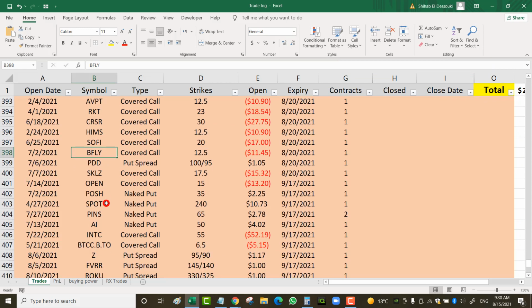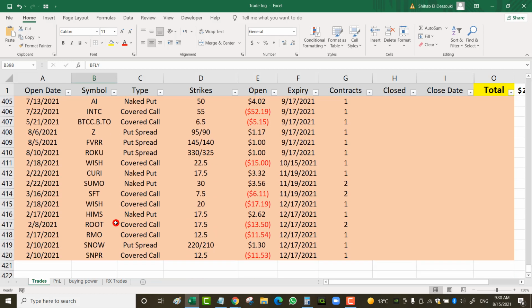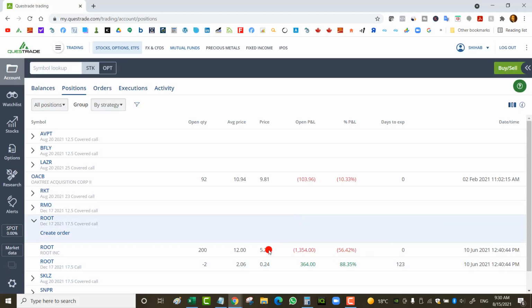That's why I only did one contract. I always start off with one contract because I have to assume that I could be wrong on the trade. I cannot go in with a lot of contracts. I've got to give room for error. Good thing I only did one contract on this one. My cost basis is 13.5 and the stock is trading at 5. So I'm easily losing $8 on this one.